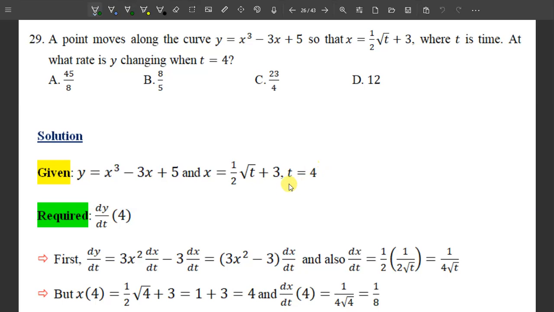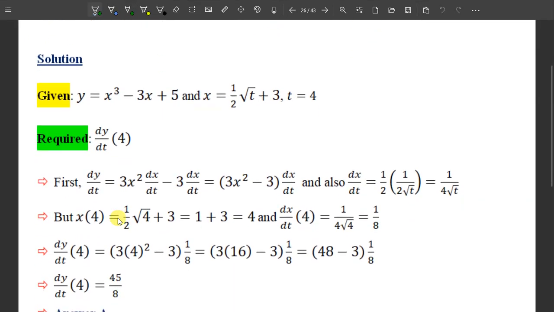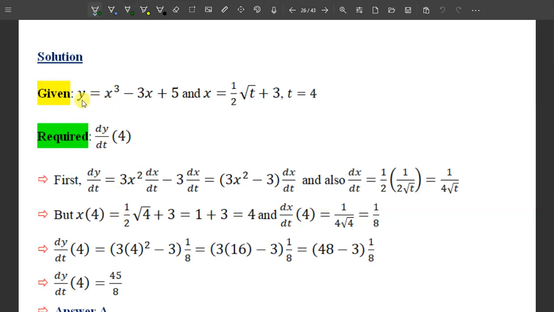Now here, t is equal to 4 is also given, 4 units. As you can see, y is dependent on x, and x is also dependent on t. Therefore, indirectly, y is also dependent on time. And what is required is dy by dt when t is equal to 4. Therefore, we are going to find dy by dt, the rate of change of y with respect to time. Then, first differentiate y is equal to x cubed minus 3x plus 5 with respect to time.